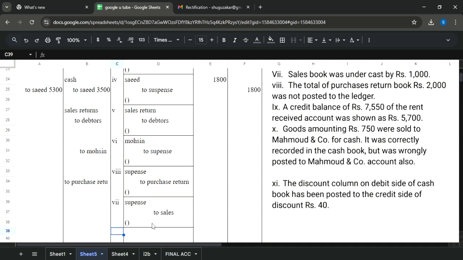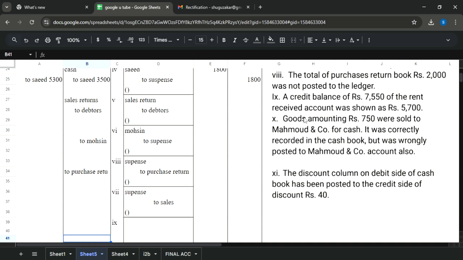Now we will go for entry number 9. A credit balance of the rent received. It means rent was supposed to be written on credit side. Just write down rent over here. Okay. So actual position of rent was credit. What mistake have they done? Actual amount was 7550. Let's put 7550. So this was actual entry.